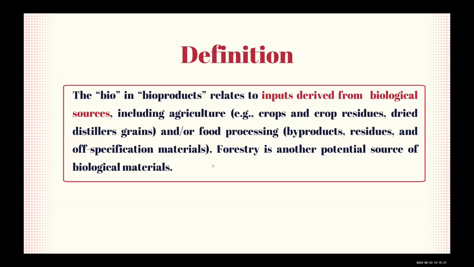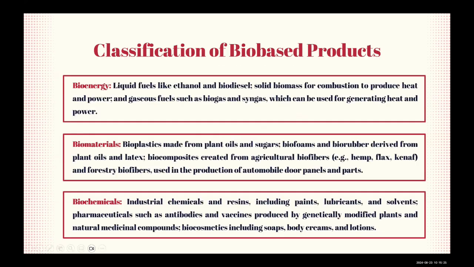So bio-based products can be broadly classified into three main categories, each serving distinct functions and markets. First we have bioenergy. This includes liquid fuels like ethanol and biodiesel, which are used for transportation, as well as solid biomass that can be combusted to produce heat and power. Additionally, gaseous fuels such as biogas and syngas are included, both of which can be used for generating heat and power.